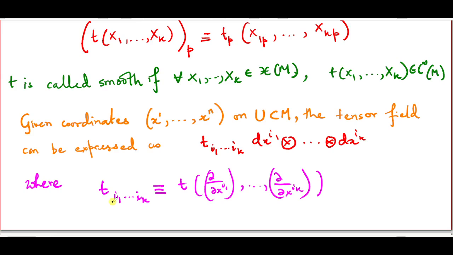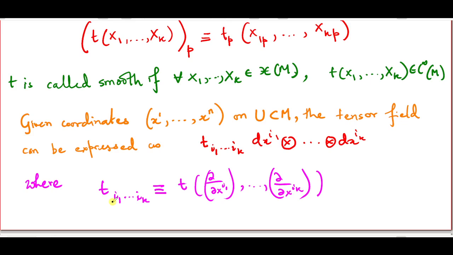Now, if you have multiple charts available, and in particular the domains U and U prime of two charts overlap, then in the overlap region you could use either the coordinates x1 through xn or the coordinates x prime 1, x prime 2 up to x prime n from the other chart. And in such a case, these tensor components will transform, and the transformation law happens to be a very familiar law that we have all seen in physics.